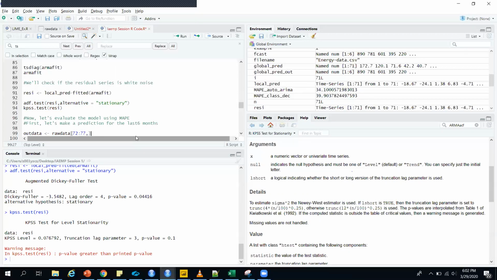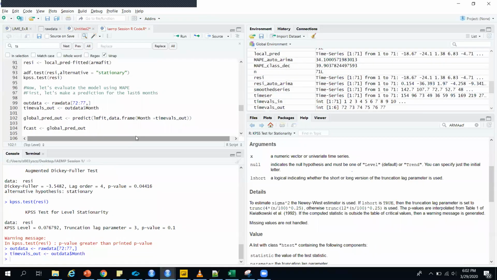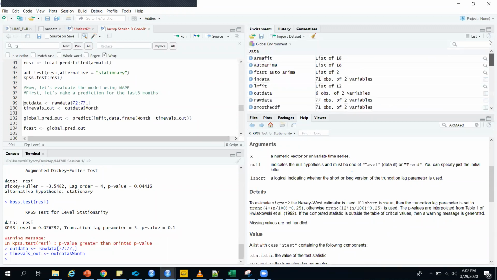Now, initially you saw the raw data, which had 77 observations. The data I used for modeling had 71 observations. That means 6 months of data I haven't shown to my model. Now I want to check whether the model I have developed can forecast the remaining 6 months close to the real values. So the remaining 6 months of out-of-sample data, I am going to predict and compare to the actual to see whether it is good.